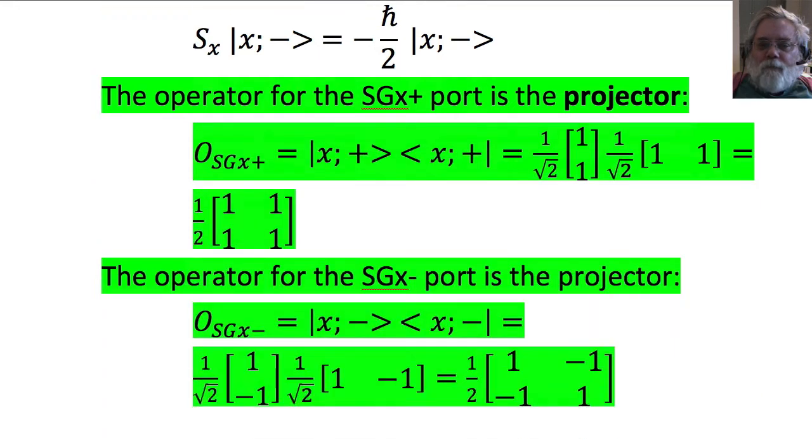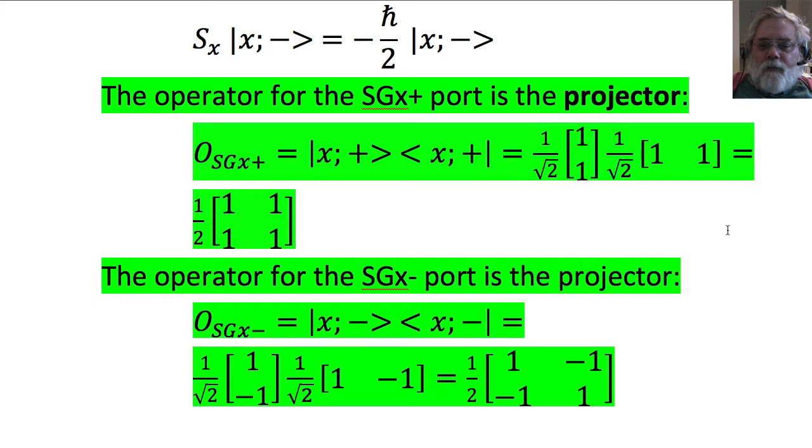The operator for the SGX plus port is this projector, ket x plus bra x plus, and it has this column vector form and this row vector form, and we can multiply them together, and we get the matrix 1/2 times a 2 by 2 matrix with 1 in all 4 elements.